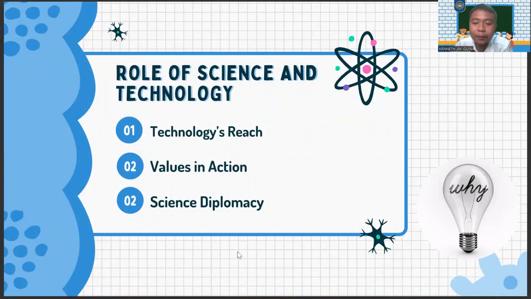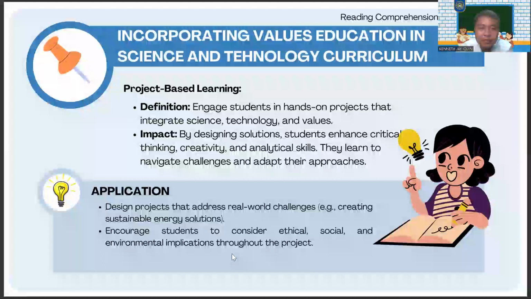So, how can we incorporate values education in science and technology curriculum? We can integrate this through project-based learning because it engages students in hands-on projects that integrate science, technology, and values. By designing solutions, students enhance critical thinking, creativity, and analytical skills. They learn to navigate challenges and adapt their approaches. So, how can we apply this in classroom setting? By designing projects that address real-world challenges like creating sustainable energy solutions, encouraging students to consider ethical, social, and environmental implications throughout the project.